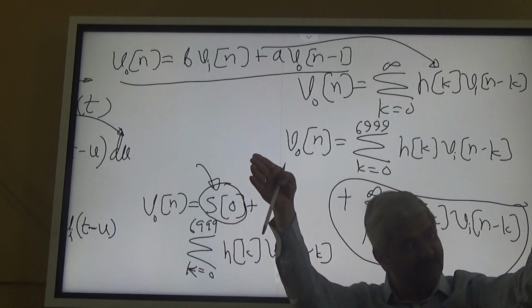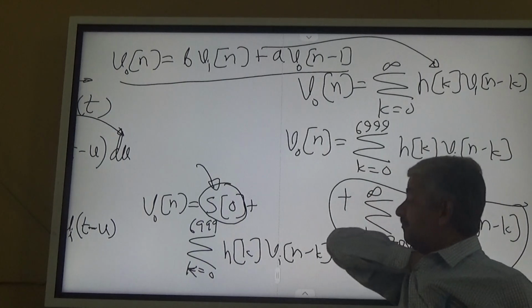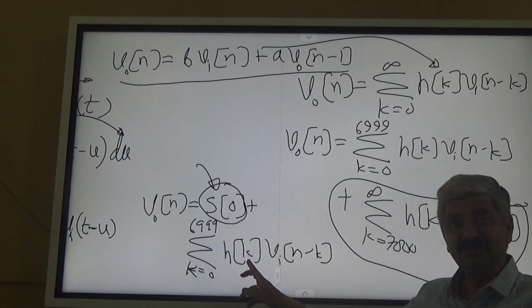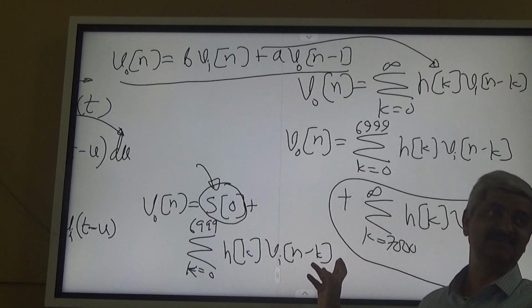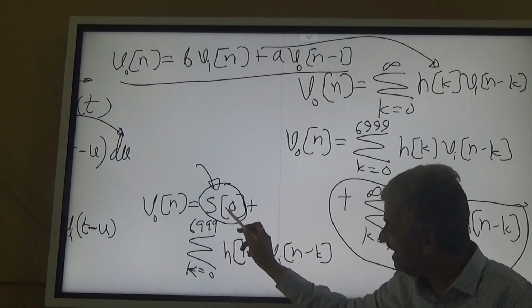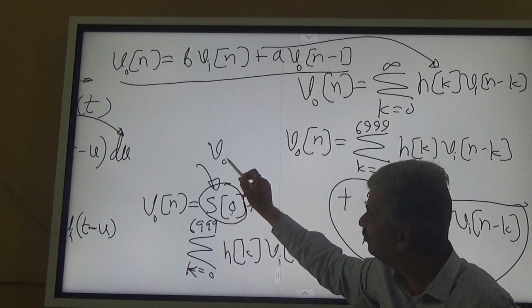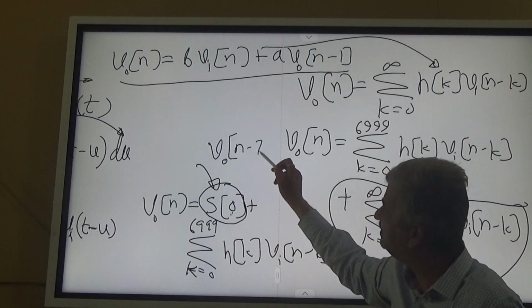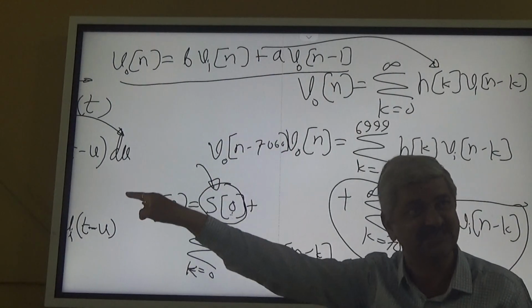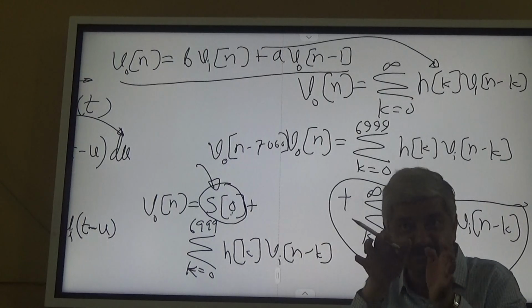Now I make them hybrid. What is this? Output is the weighted sum of current and a few previous samples, till I go back, and the output at state S0, which I can say is the output at n minus 7,000th hour, the state at the time of birth. So this is the hybrid equation with which we did it.